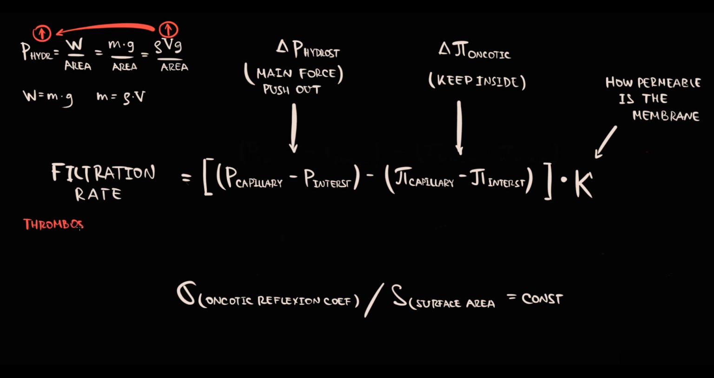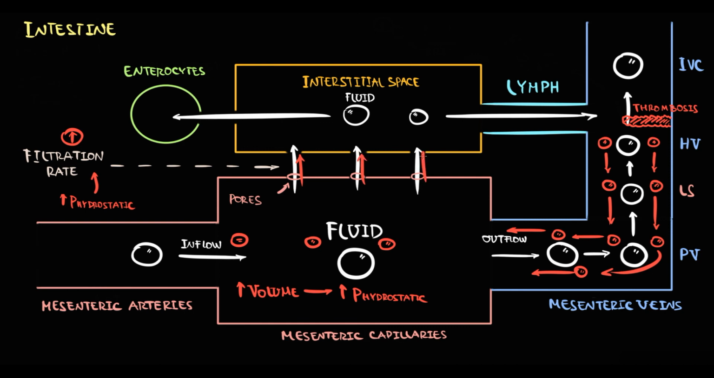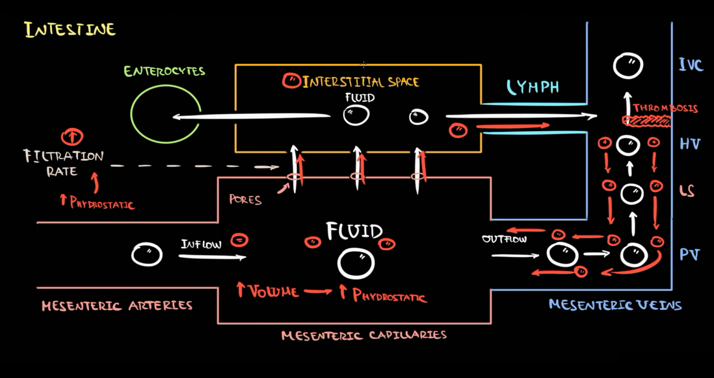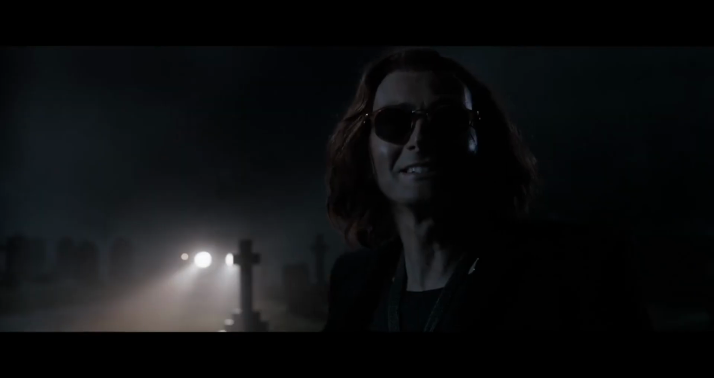So in Budd-Chiari syndrome, thrombosis or compression in venous circulation causes backup of blood that results in increase in volume of fluid inside the mesenteric capillaries. Increase in volume of fluid causes increase in hydrostatic pressure inside the mesenteric capillaries that results in increase in filtration rate. So the higher the capillary hydrostatic pressure, the higher the filtration rate, so the more fluid will enter the interstitial space. And at some point, fluid entering the interstitial space will be higher than lymphatic drainage, so fluid will progressively accumulate in the interstitium, and accumulation of fluid in the interstitial space will cause edema. From the interstitium, fluid leaves the intestinal tissue and goes into the abdominal cavity, and accumulation of fluid in the abdominal cavity is called ascites.